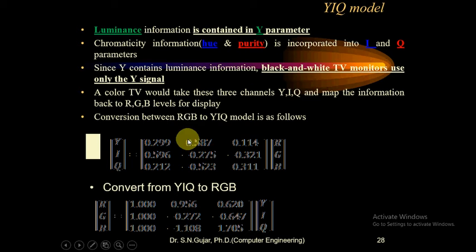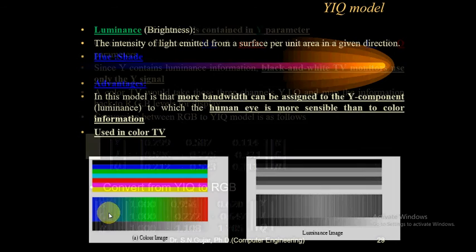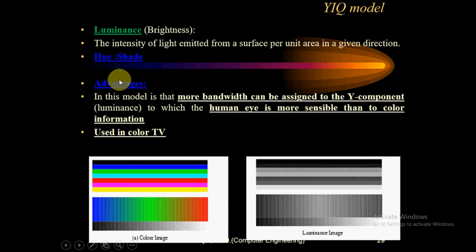To convert from RGB to the YIQ color model, you have to multiply the RGB with these factors, and then YIQ is formed. Suppose you multiply the YIQ with the inverse factors, then RGB colors are formed. How this is represented in black and white and in color is in the image I am going to display.